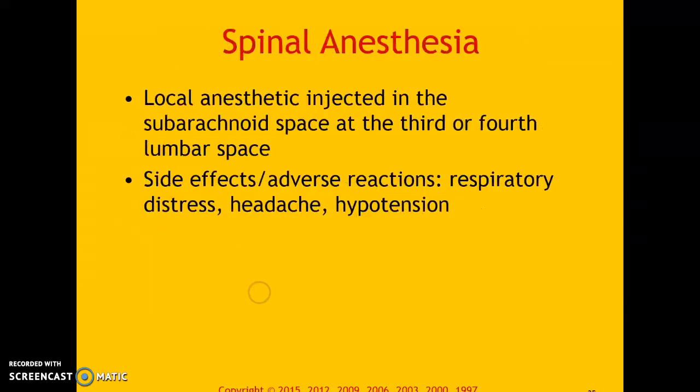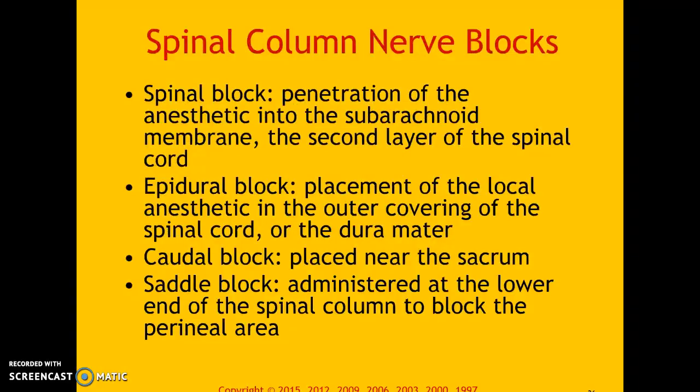And then your spinal anesthesias, look there for your side effects: respiratory distress, headache, hypotension, all that's right in your book. There's the list out of this. So you guys, I believe this we did right in the class. So you have the spinal block, the epidural, the caudal block, and the saddle block. Those are going to be your 4 different spinal ones that are near the spinal column. They all have something to do with the spinal column in one way or another. So you have those.